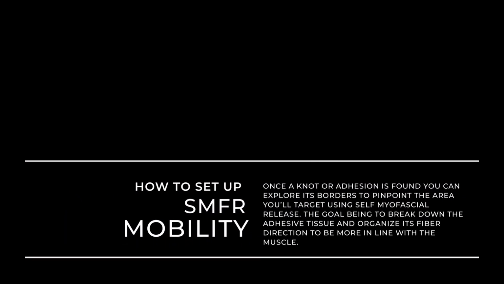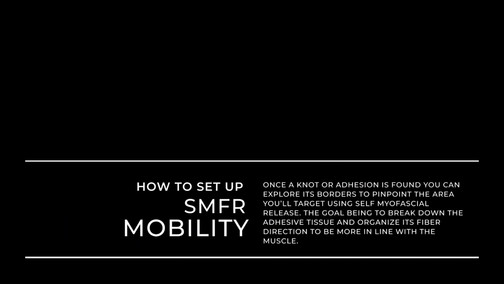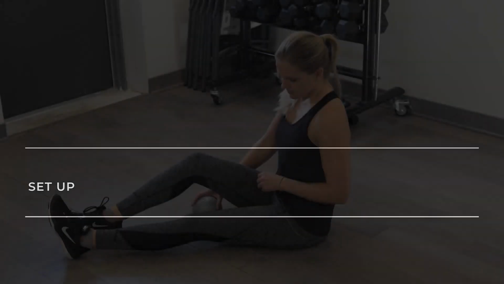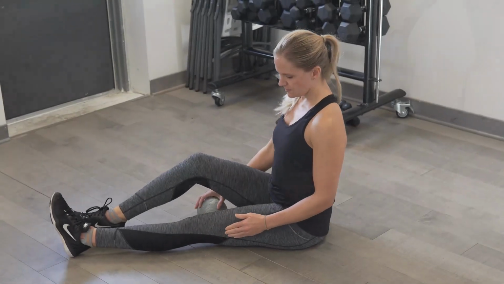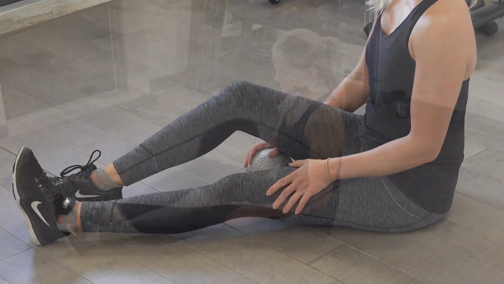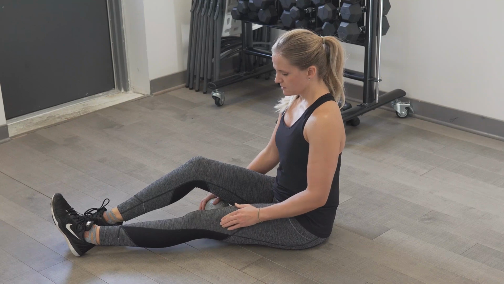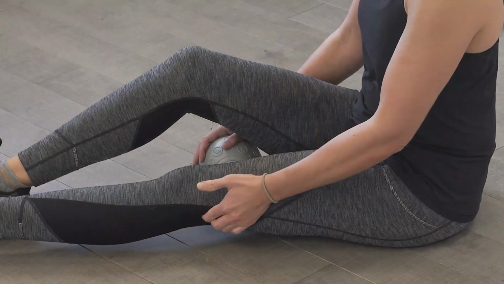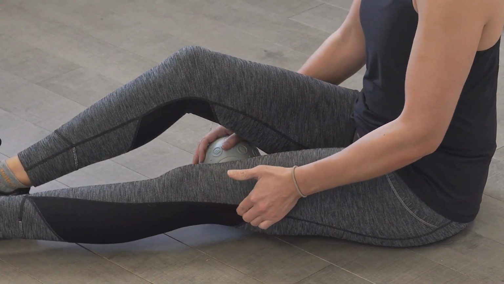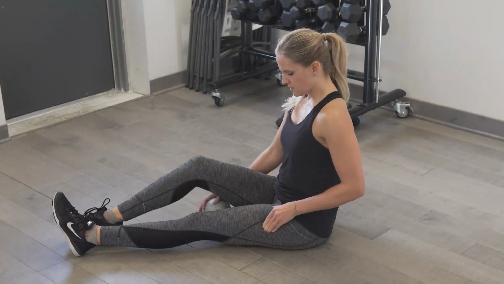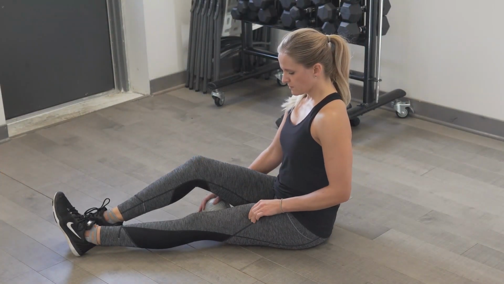Think of the muscles as either short and tight or long and taut. It's usually good to focus on the shorter and tighter muscles when you begin. Start off by palpating your muscle, searching for variances in tissue density and temperature. Once a knot or adhesion is found, you can explore its borders to pinpoint the area you'll be targeting using self-myofascial release.